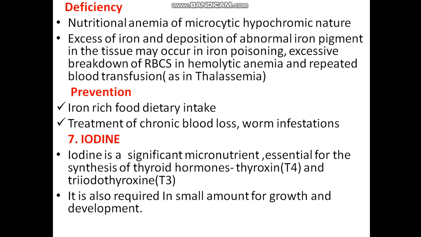Then excess of iron and deposition of abnormal iron pigment in the tissue may occur in iron poisoning. The causes of iron poisoning are excessive breakdown of RBC in hemolytic anemia and repeated blood transfusion as in thalassemia. Thalassemia is a blood disorder.